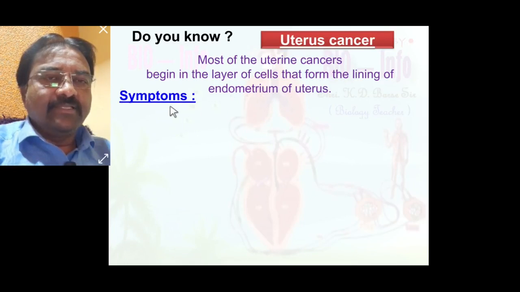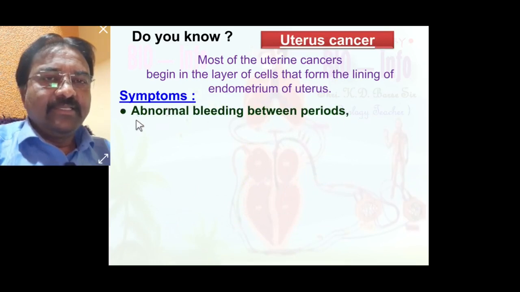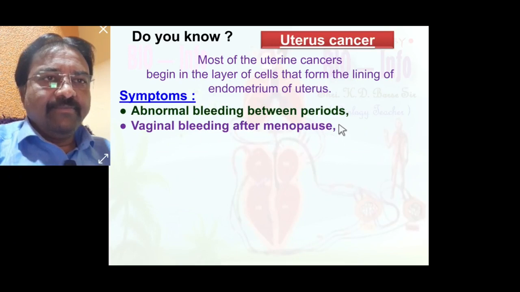Symptoms of uterus cancer: abnormal bleeding between periods. See, abnormal bleeding between the periods is one of the symptoms of uterus cancer. Vaginal bleeding after menopause is also one of the symptoms of uterus cancer, because menopause means the menstrual cycle has stopped. Even when the menstrual cycle has stopped, vaginal bleeding is seen.